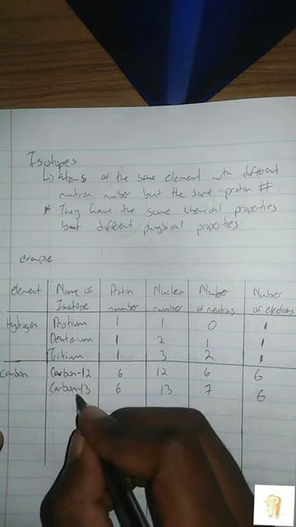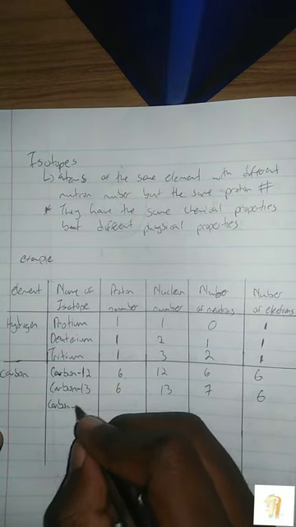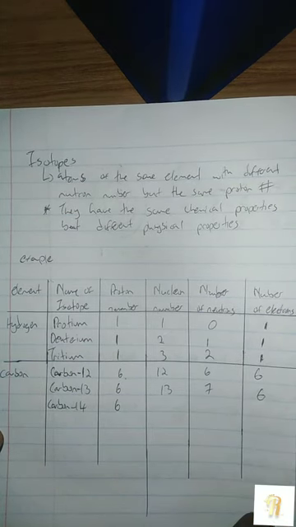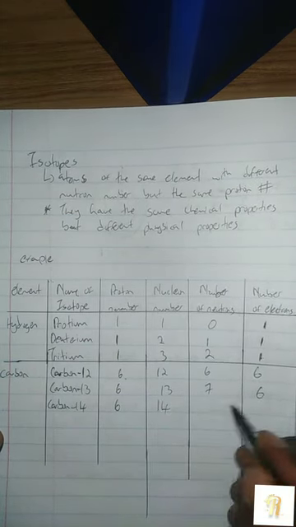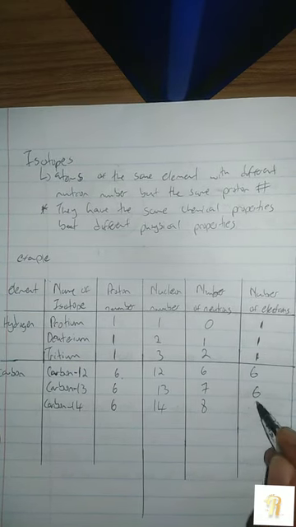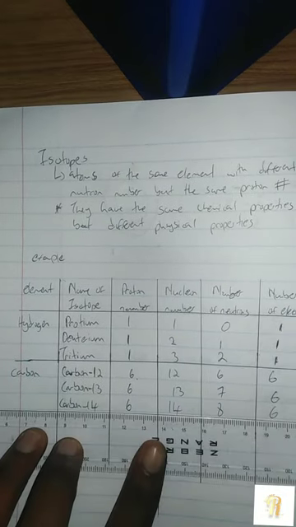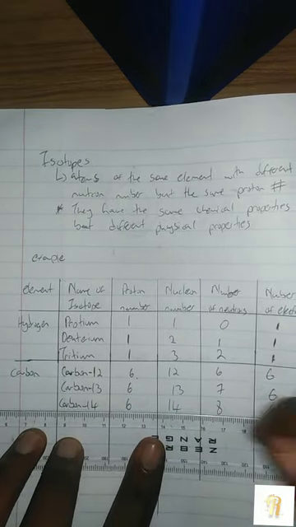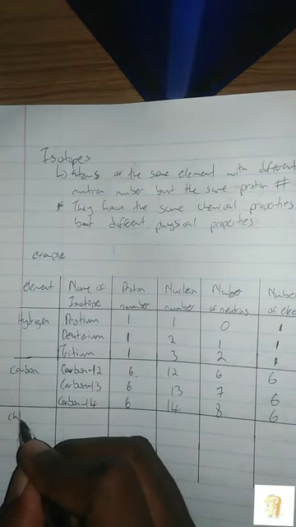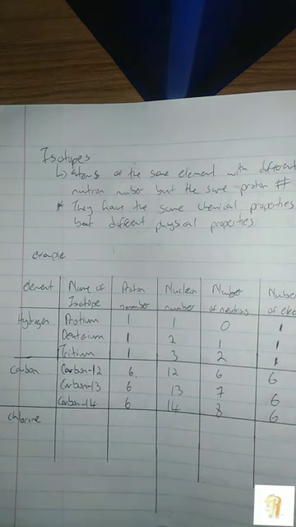Lastly, we have carbon 14. Proton number is 6. Nucleon number is 14. 14 minus 6 gives us 8. Then obviously our electron number is 6. So that's it about carbon. Let's move on to chlorine. I think this will be enough for now.